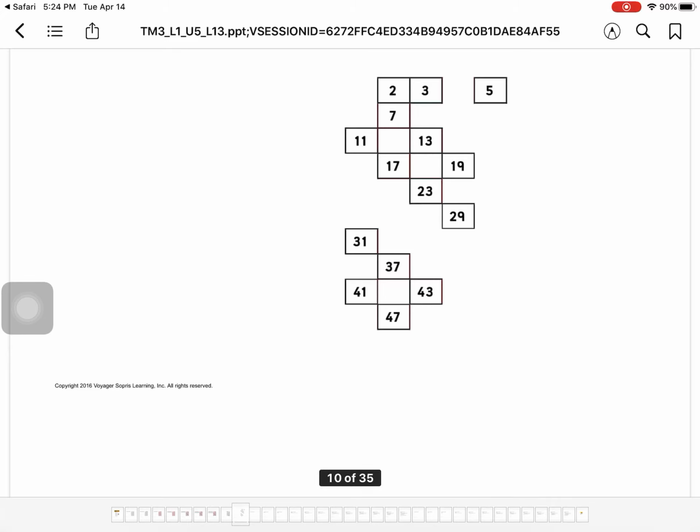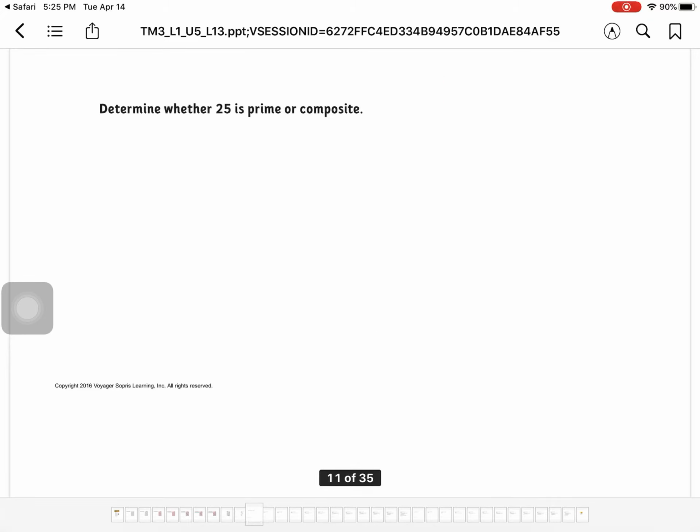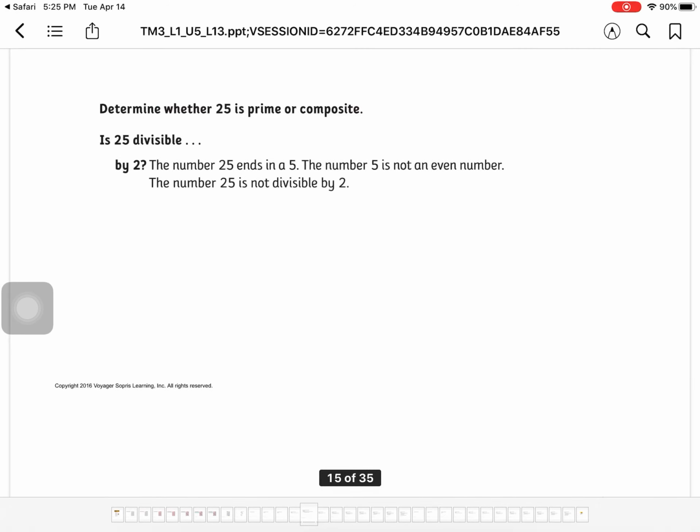We're going to use the divisibility rules to determine if 25 is prime or composite. So what do you know about 25? Is 25 divisible by 2? Let's start with 2. Is 25 even or odd? I know that 25 is odd, so it cannot be divisible by 2 because it ends in a 5. So we can rule that out. The number 25 is not divisible by 2.